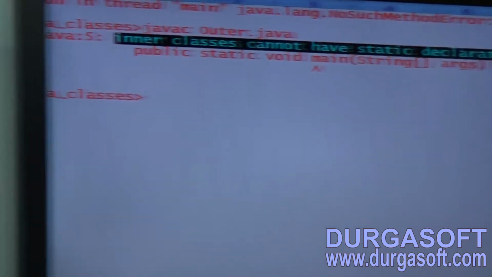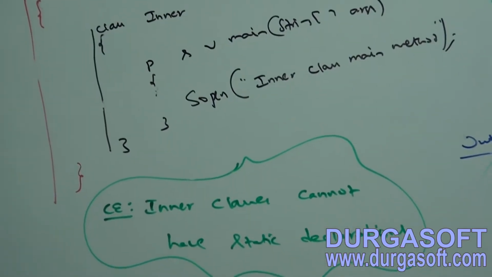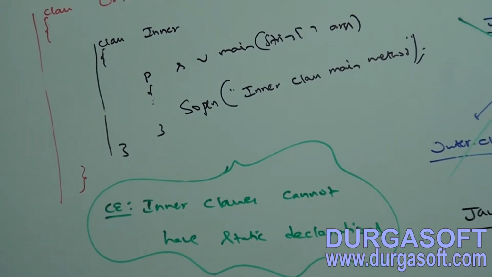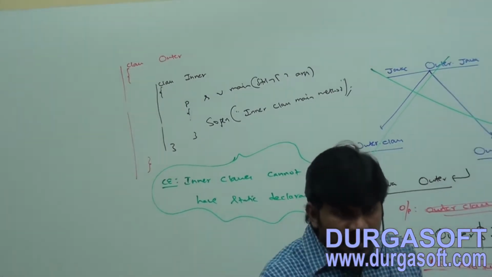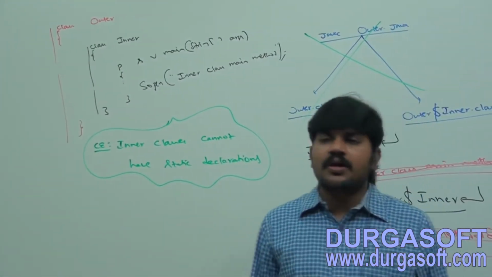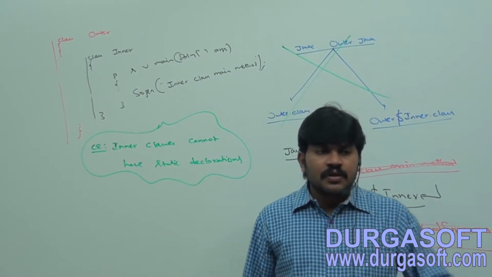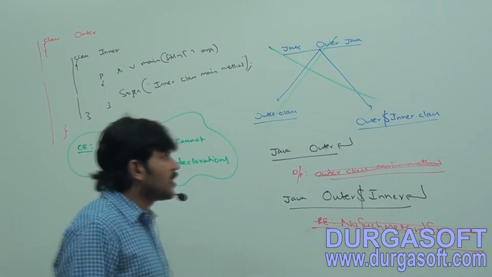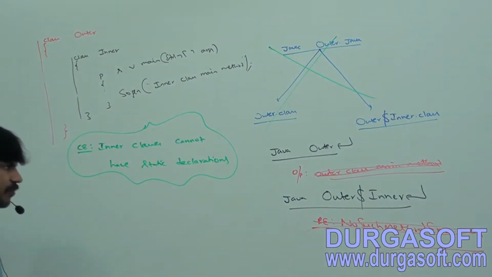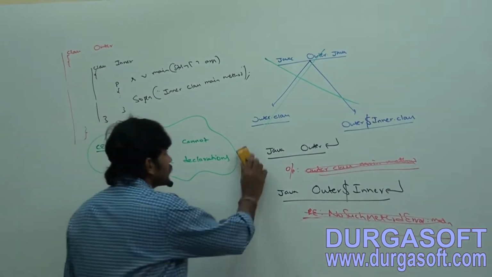Okay, first at this point: inside an inner class we can't declare any static members.